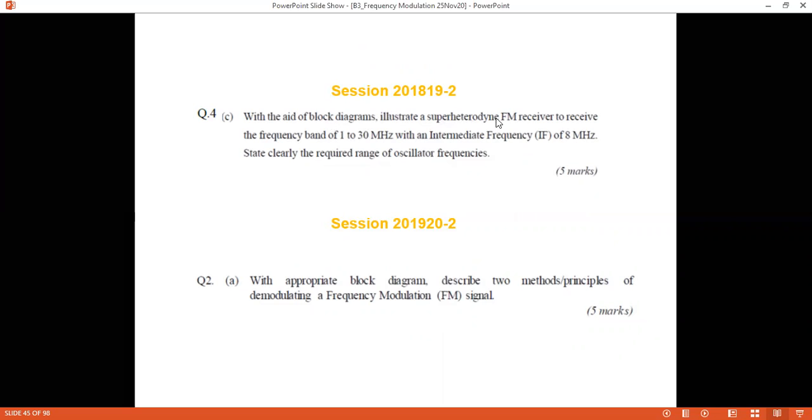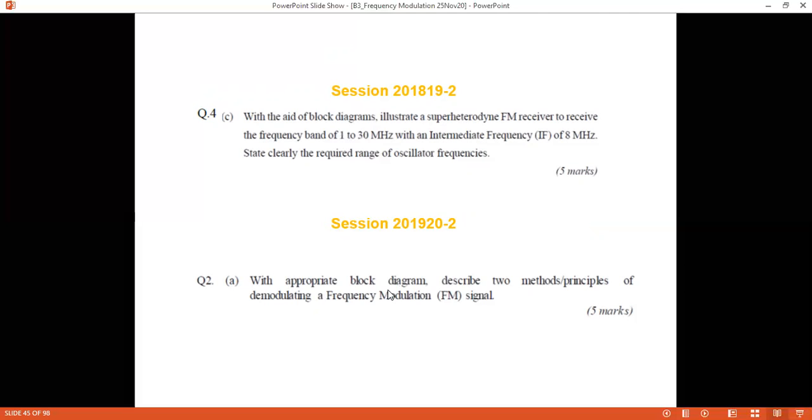Okay, next. Illustrate a superheterodyne FM receiver to receive a frequency band between 1 to 30, with intermediate frequency 8 megahertz. Obviously these values are not based on FM radio broadcasting standards; they are other values used in the exams. You need to find the local oscillator's frequency. We know that FLO is FC plus minus FIF. So you need to consider from the minimum FC up to the maximum FC. This is the range of our oscillator's frequency.